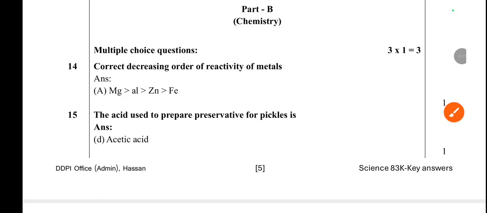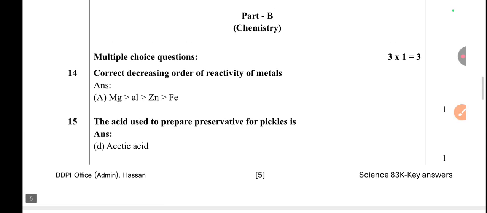Very good morning. We are discussing the Kolar District Science series first science question paper key answers. We already discussed physics. Now we are going to discuss part B, that's chemistry. The first three questions are multiple choice questions.